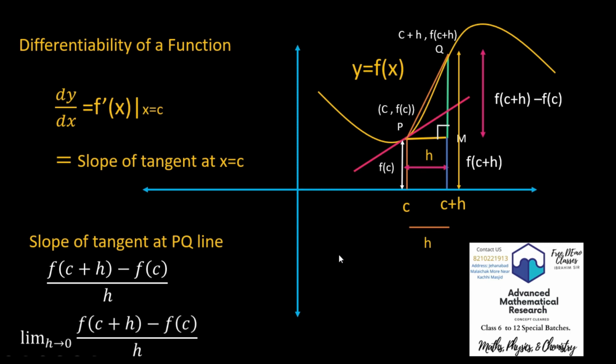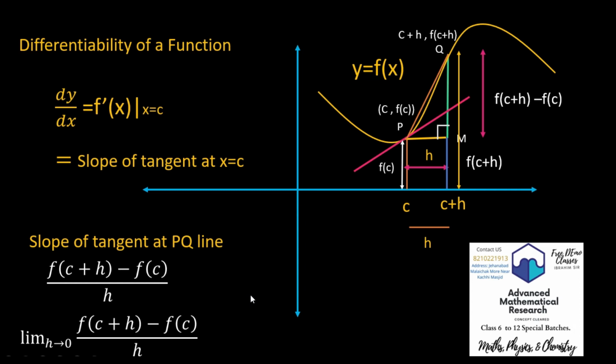So what we will do, we will take the limit of f of c plus h minus f of c divided by h, where h is tending to 0, and that will become the derivative of the function. So we can define dy/dx as the limit of h tending to 0 of f of c plus h minus f of c divided by h.